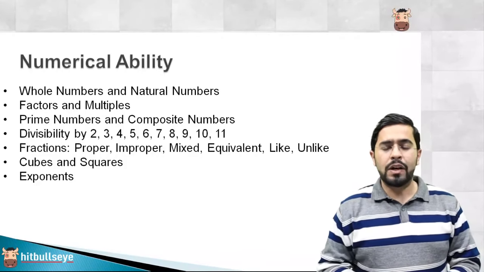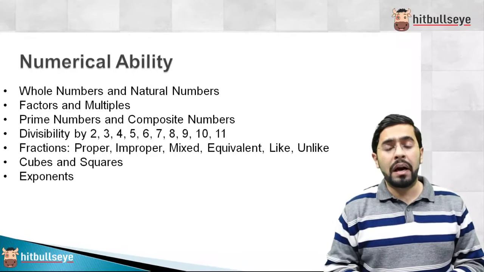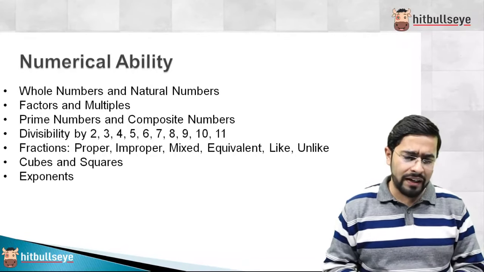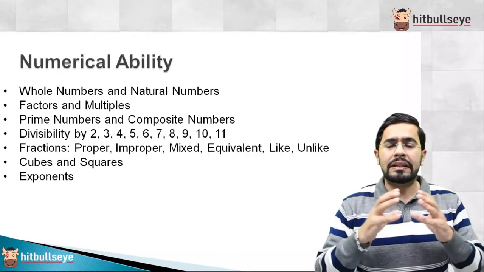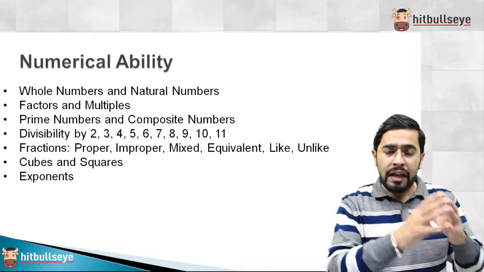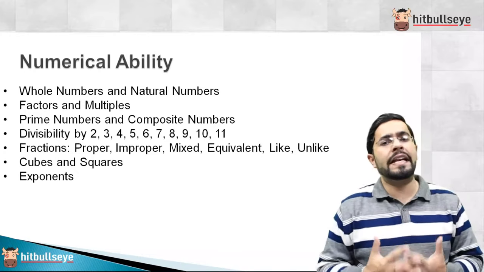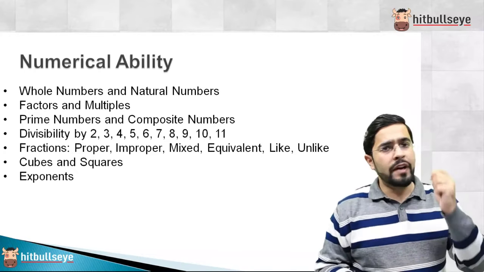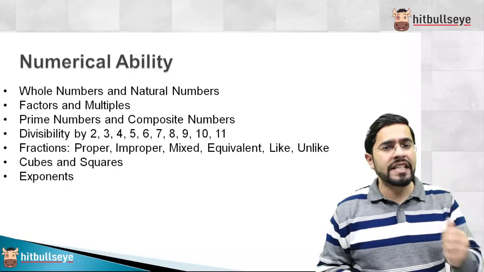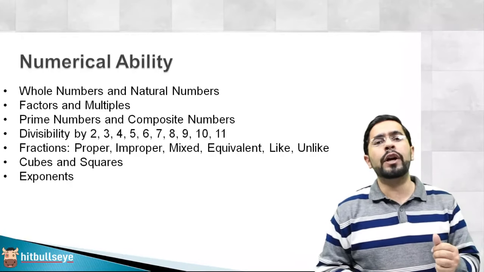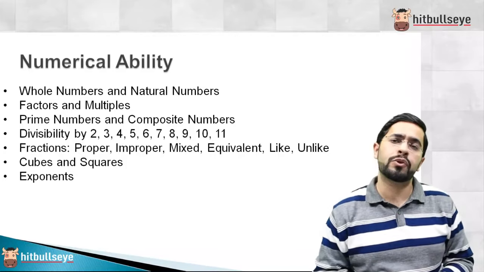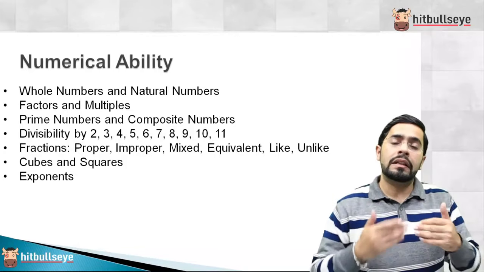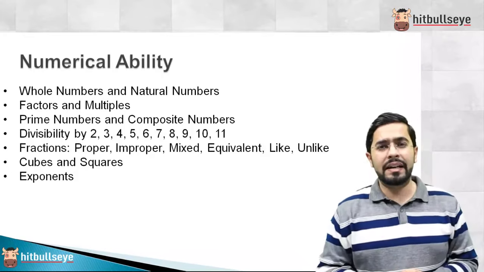Next are the factors as well as the multiples. So what are factors? Factors are those numbers that are obtained when you divide a number. For example, if a number is 18, its factors are going to be 2 and 3, or you can also write 2 and 9, the numbers that make up that number.